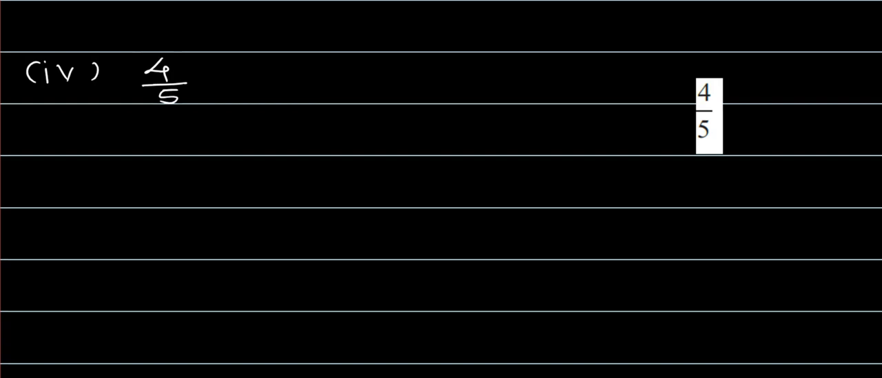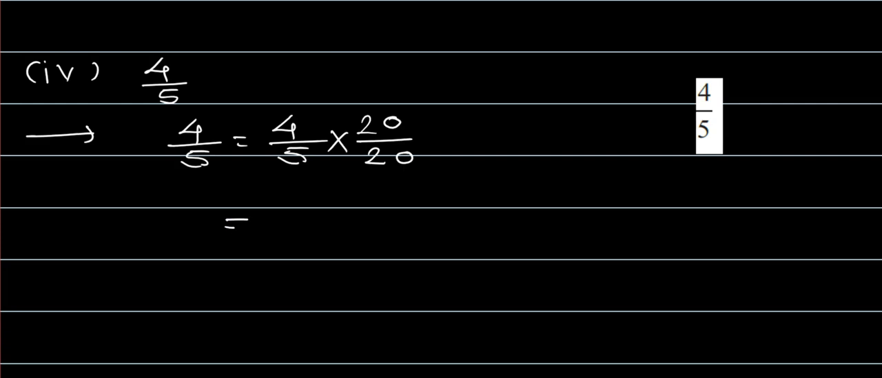That is 4 upon 5. Now the denominator is 5, so without division, multiply numerator and denominator by 20. That is 80 upon 100. Therefore, we will get 0.8. Therefore, 4 upon 5 is equal to 0.8.